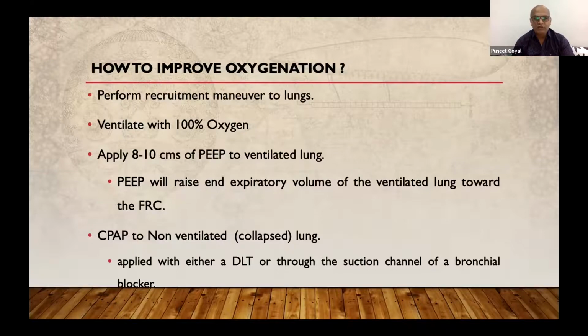So how to improve oxygenation when there is a problem of low SpO2? First thing is to perform a recruitment maneuver to the lungs, ventilate with 100% oxygen, then apply a little PEEP of 8 to 10 centimeters to the ventilated lung. PEEP will raise the end expiratory volume of the ventilated lung to near the FRC, and thereby you will be able to achieve oxygenation. And then you can put CPAP to the non-ventilated or collapsed lung, and it can be easily applied through a double lumen tube or a suction channel of a bronchial blocker.